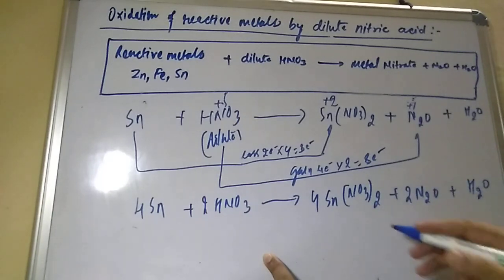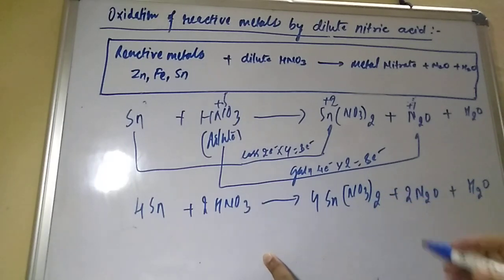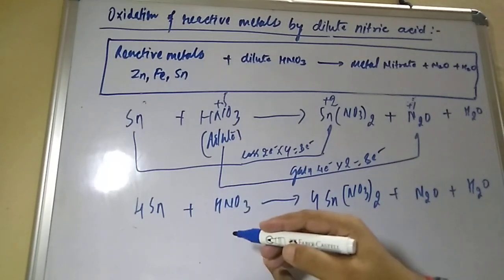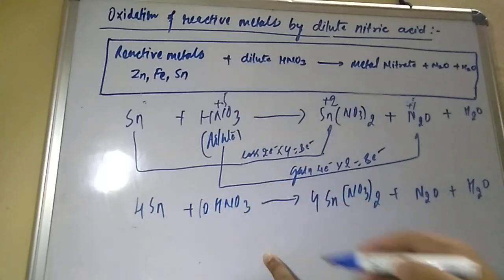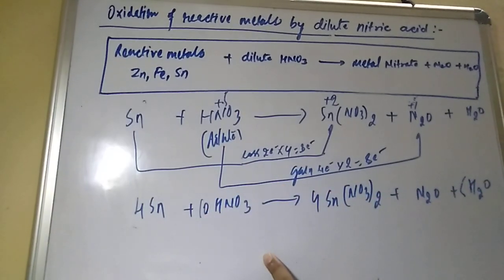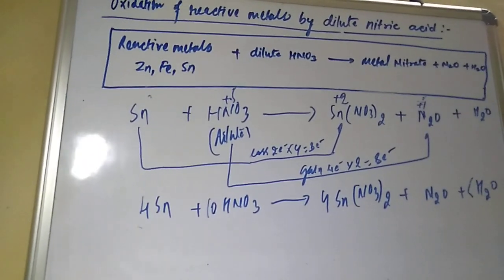Now you balance it: 8 plus 2 makes 10. So here you put 10 HNO3, and for hydrogen the water molecule is 5. So this is the balanced chemical equation for tin when it is oxidized with dilute nitric acid.